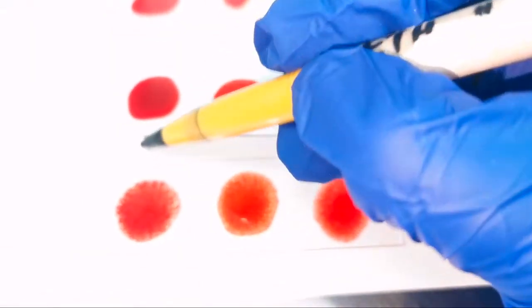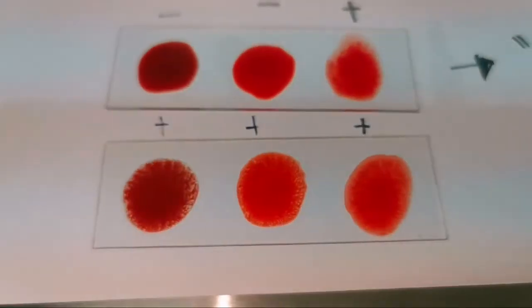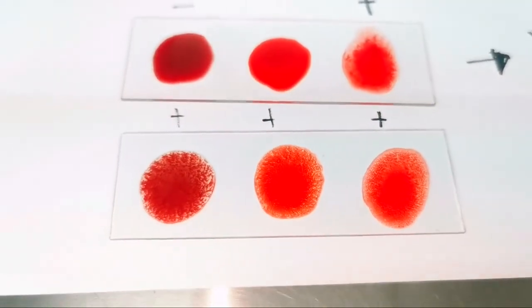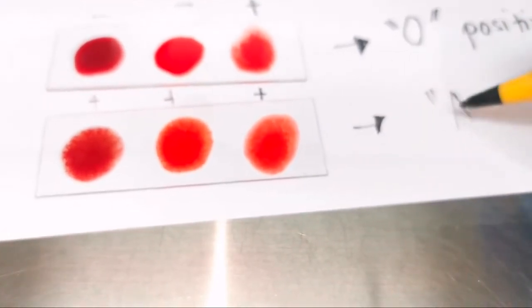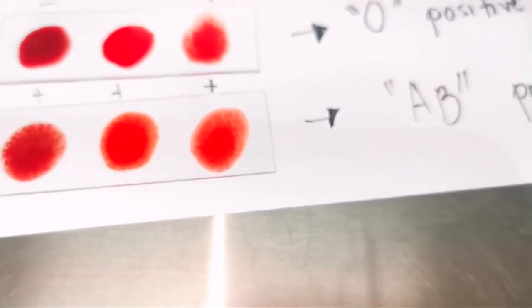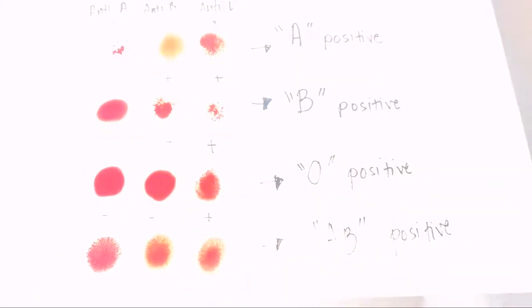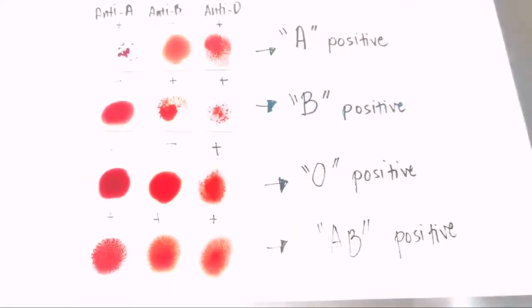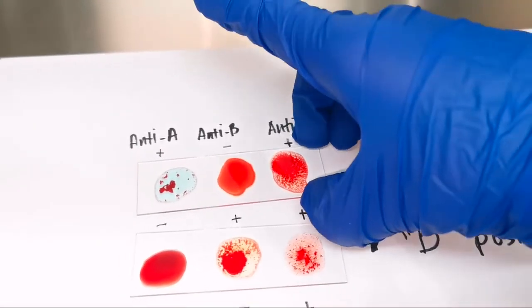For the fourth patient, there is clumping on all of the blood containing anti-A, B, and D. Therefore, the blood type is AB positive. You can blot it on a white paper to see the clumping clearly.